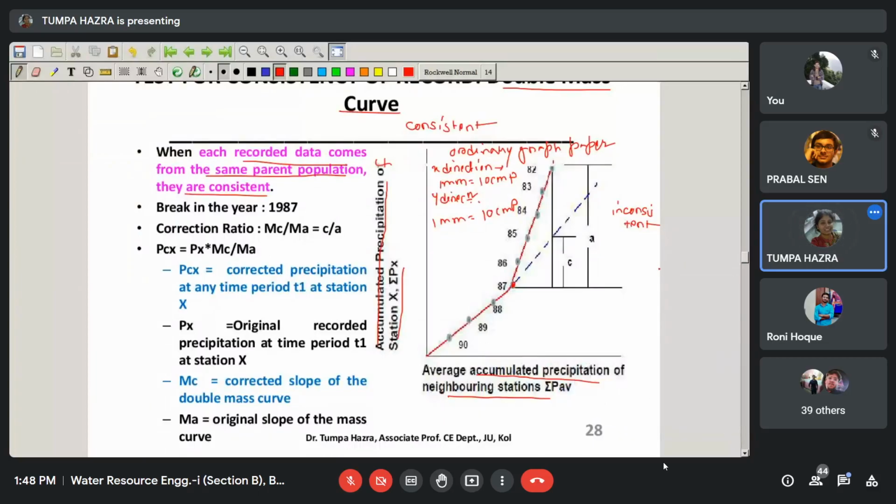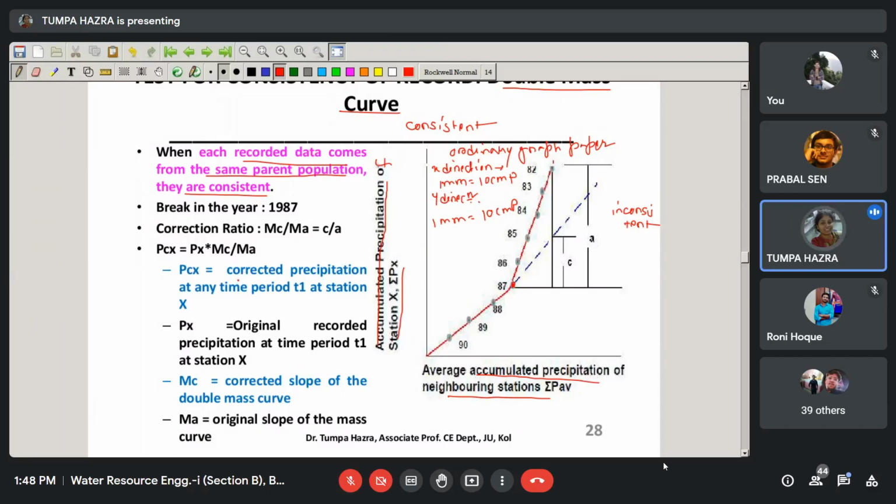Okay. So you have to get the slope of the two lines. One is your original line and another one is your predicted line.